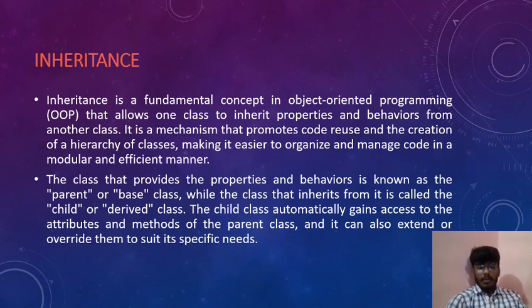The class that provides the properties and behaviors is known as the parent or base class, while the class that inherits from it is called the child or derived class. The child class automatically gains access to the attributes and methods of the parent class, and it can also extend or override them to suit its specific needs.